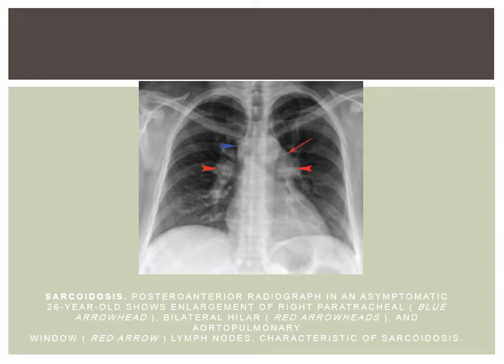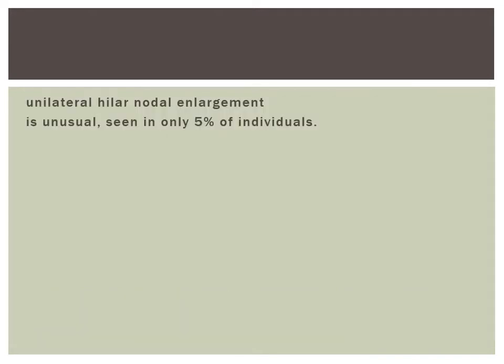Keep in mind, symmetric, bilateral hilar lymphadenopathy means sarcoidosis until proven otherwise. Bilateral, symmetrical hilar lymph nodes: this is sarcoidosis, very unlikely to be others like TB or lymphoma. Like in this case, bilateral hilar, exactly symmetrical, with the right paratracheal. Sometimes, in 5%, unilateral hilar lymph node enlargement is seen, but it's unusual. It's 5%.